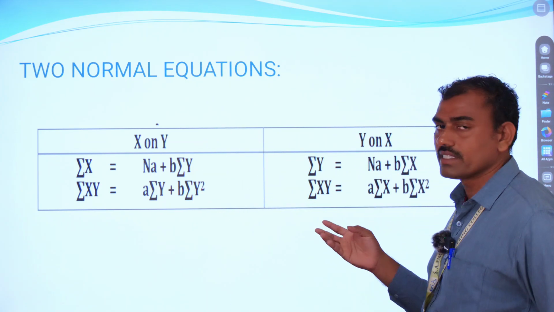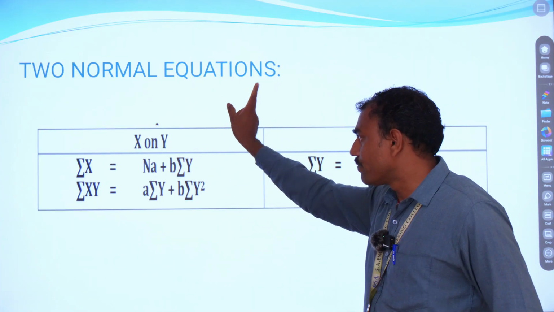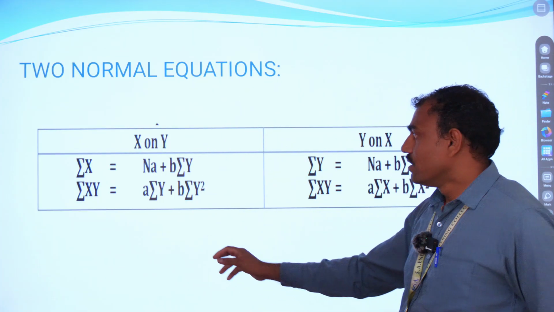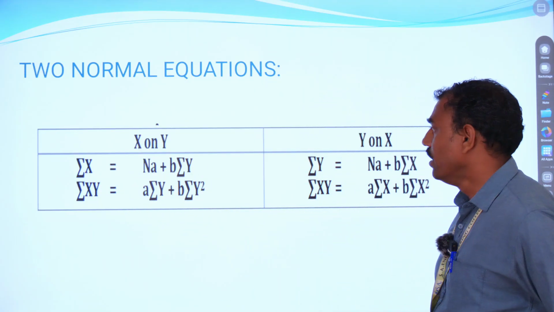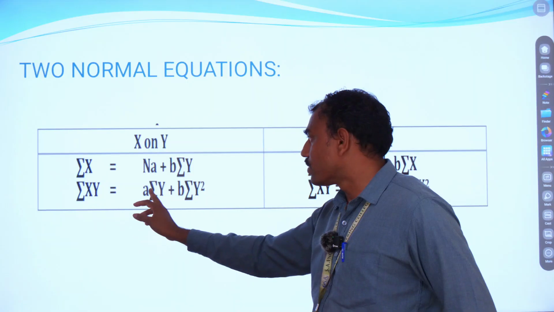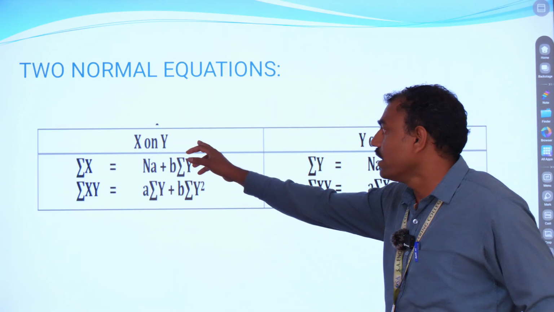So here, using x and y, the values are given. For x on y, first we find the normal equations: summation of x equals na plus b into summation of y, and summation of xy equals a into summation of y plus b into summation of y square. This is only x on y.